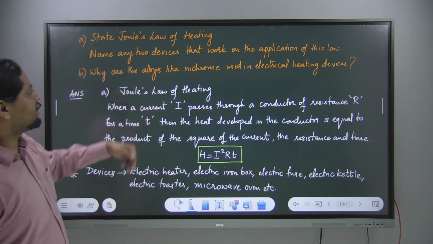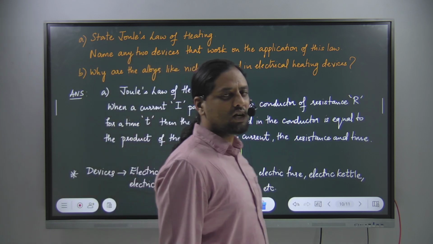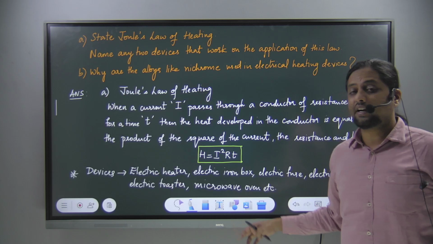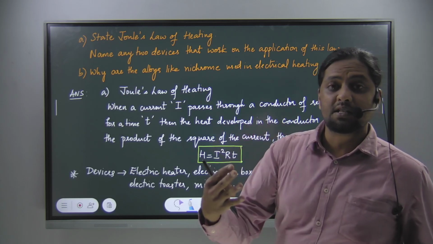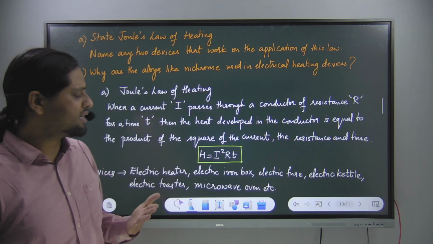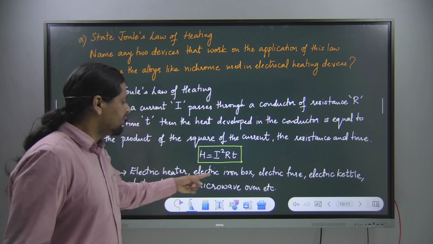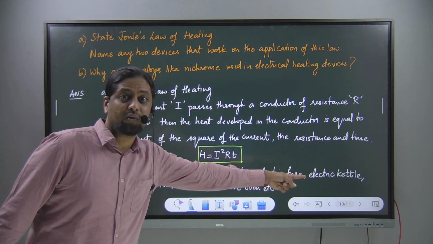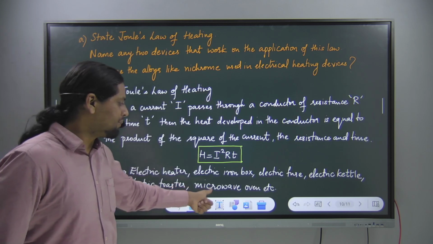Next question ಏನು ಕೇಳಿದ್ದಾರೆ? Name any two devices where we see the application of the Joule's law of heating. ಸರಿನಾ? So there are multiple devices. Where do we come across devices where current pass ಮಾಡಾದ್ಮೇಲೆ device ಅಥವಾ appliance heat ಆಗ್ತಿದೆ? We come across a lot of devices in day to day life, like electric heater, correct, ನೀರು ಬಿಸಿ ಮಾಡೋಕೆ ಯೂಸ್ ಮಾಡ್ತೀವಿ. Electric iron box to iron your clothes, electric fuse, electric kettle to heat drinking water, electric toaster, bread toast ಮಾಡೋಕೆ, microwave oven.